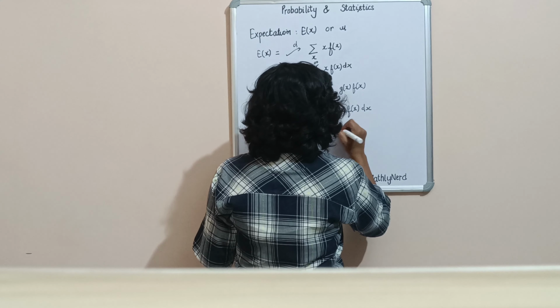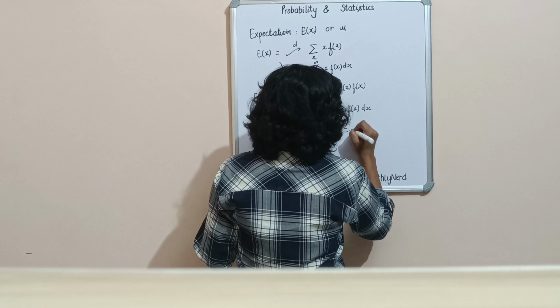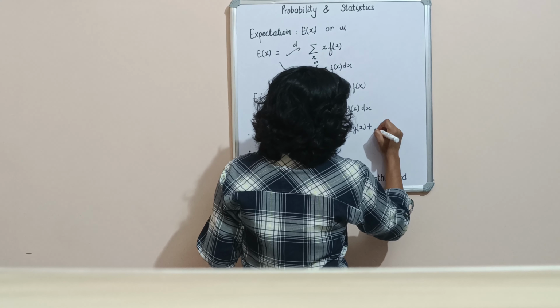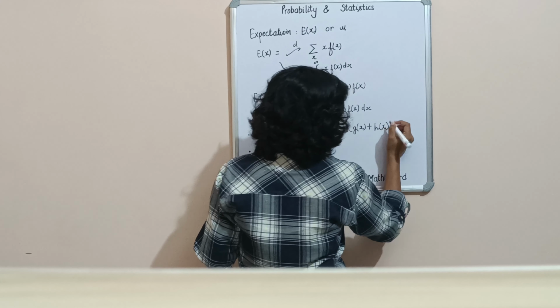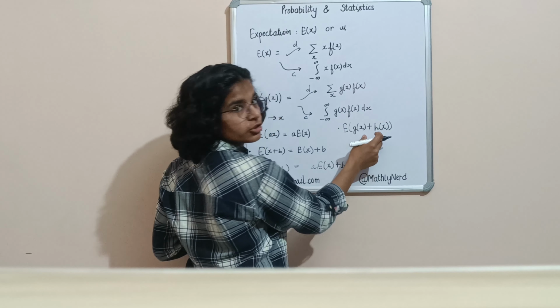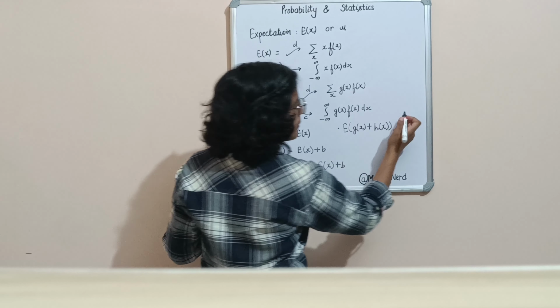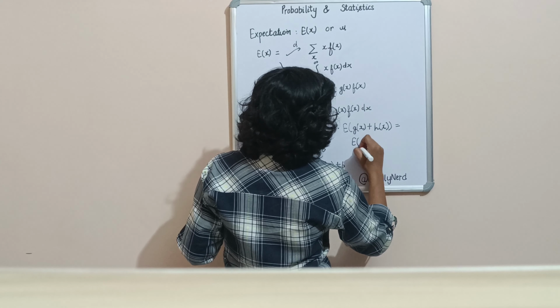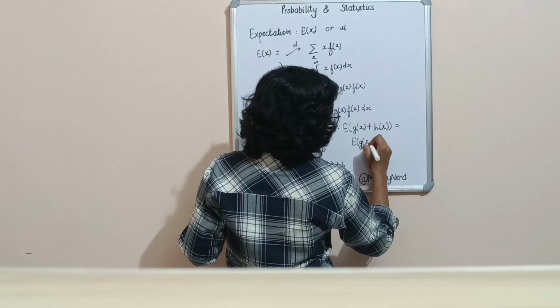Our next property is E of g of x plus h of x. Expectation of the sum of two functions of the random variable x equals the sum of the individual expectations of those functions.